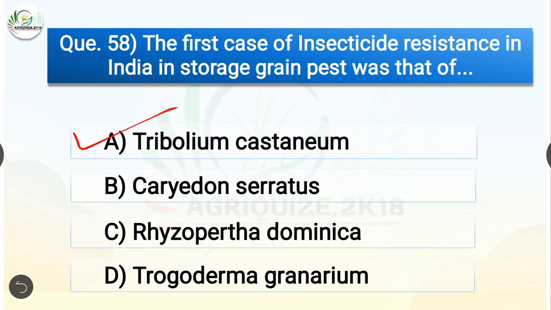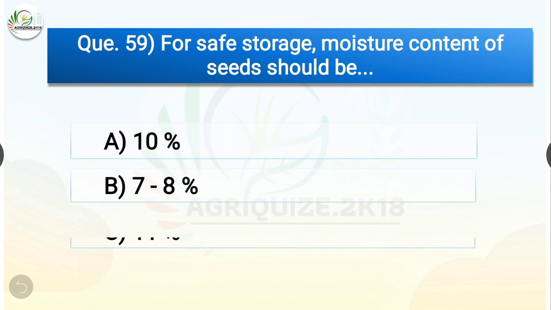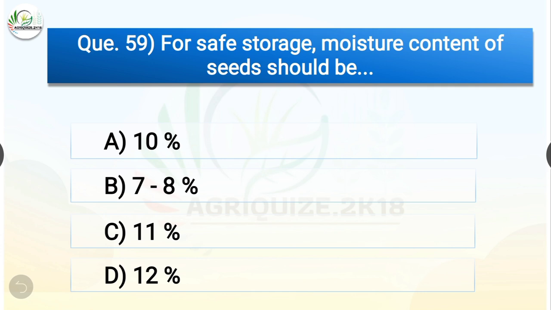Question number 59. For safe storage, moisture content of seeds should be dash. The options are 10%, 7-8%, 11% or 12%. The correct answer is option B, 7-8%. So for safe storage, moisture content of seeds should be 7-8%.